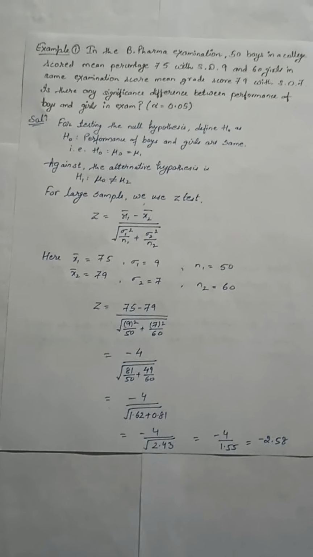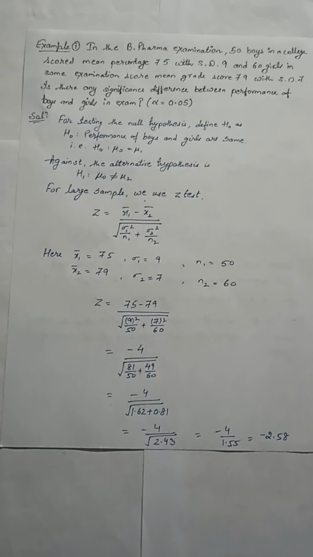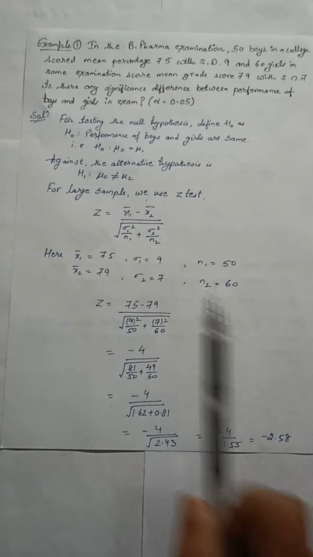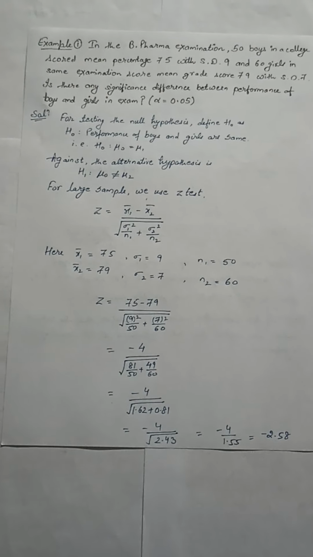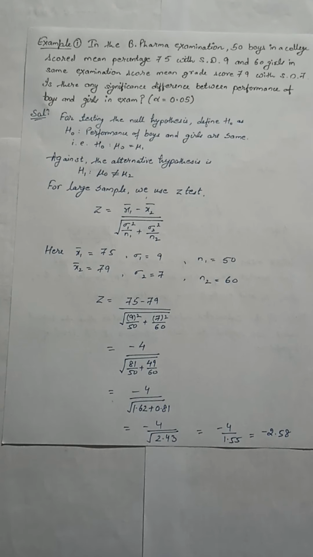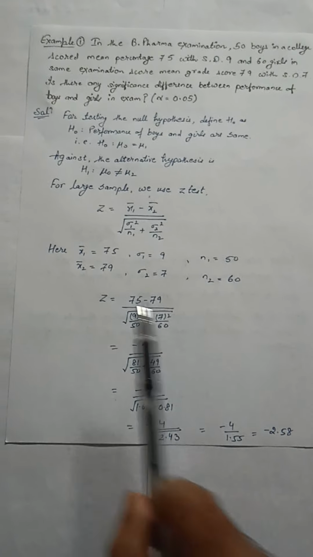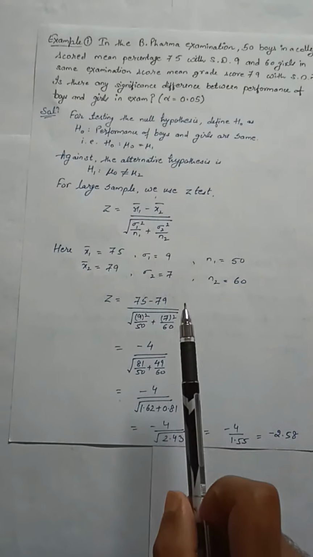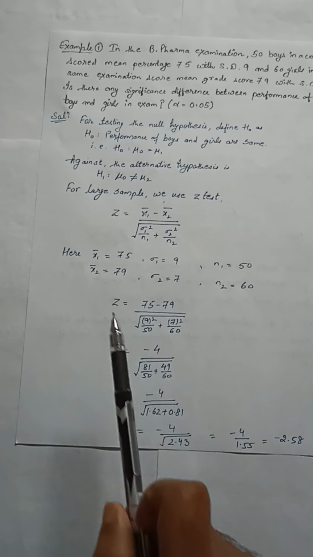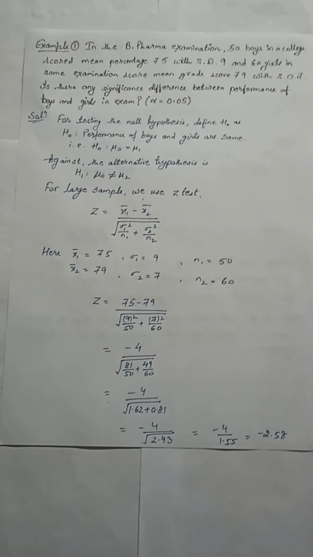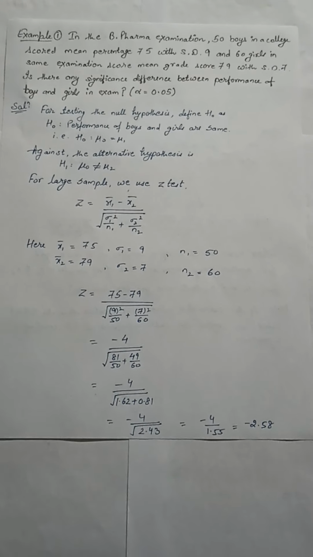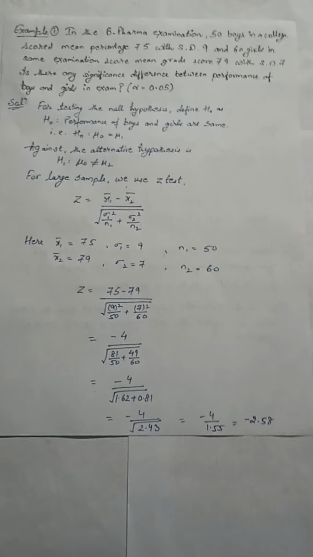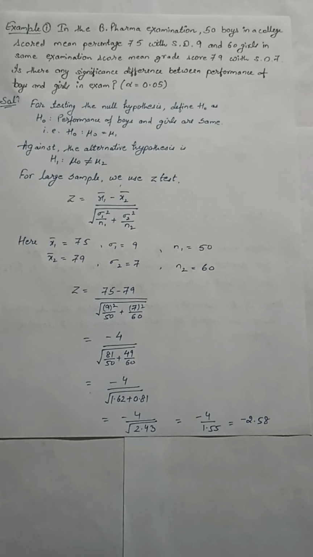So for large sample we use Z test statistic, that is Z is equals to x1 bar minus x2 bar whole upon under the root of sigma 1 square upon n1 plus sigma 2 square upon n2. Now all this data is given in the question. Let's substitute these values. After solving this, we are getting the value of Z as minus 2.58. Since it's negative, we just consider the positive value. So modulus of Z will be equals to positive 2.58.